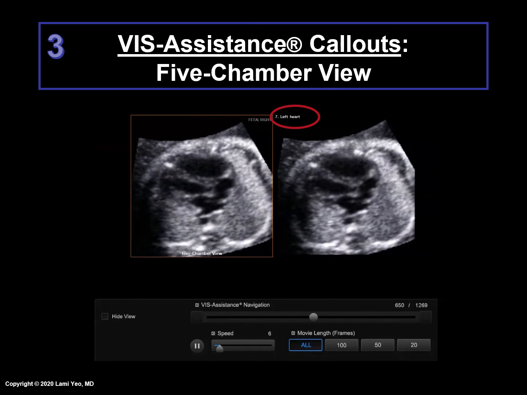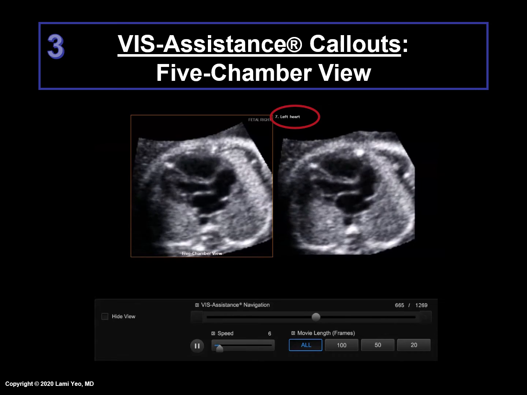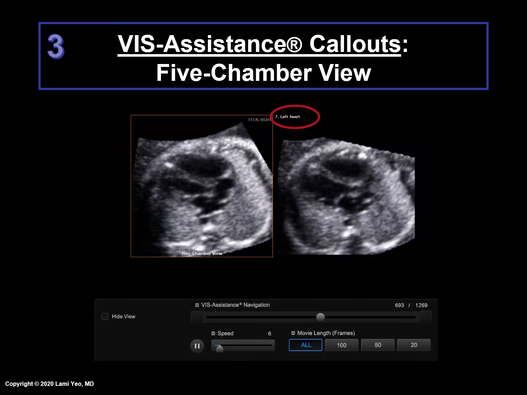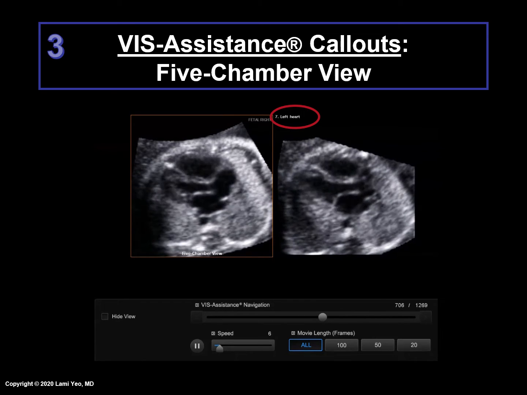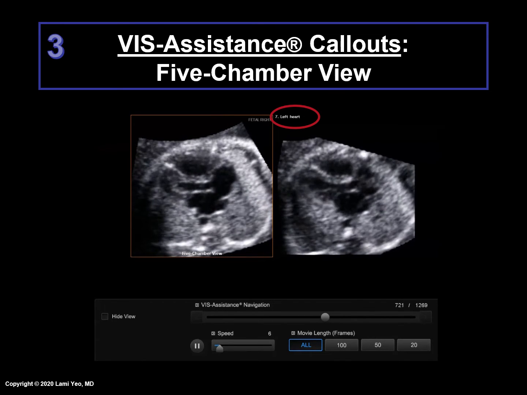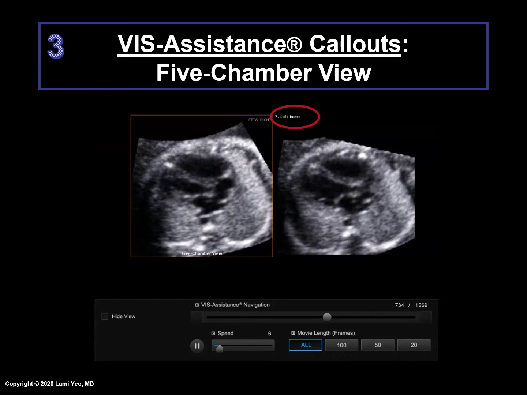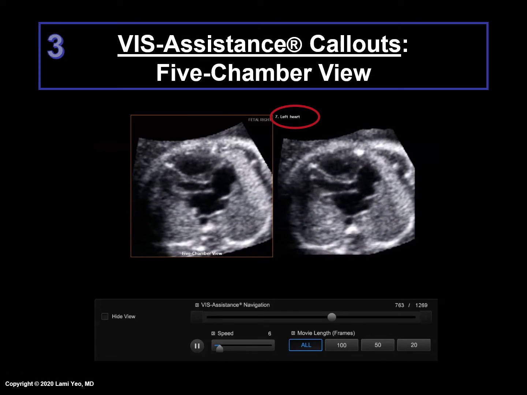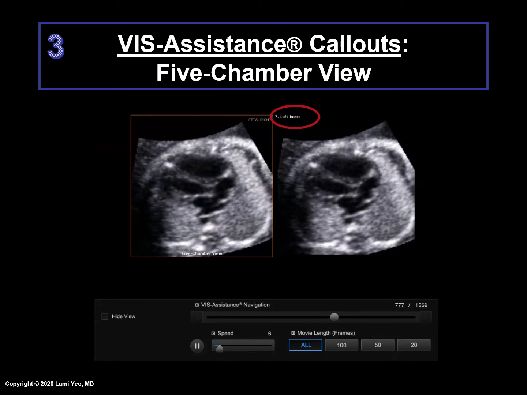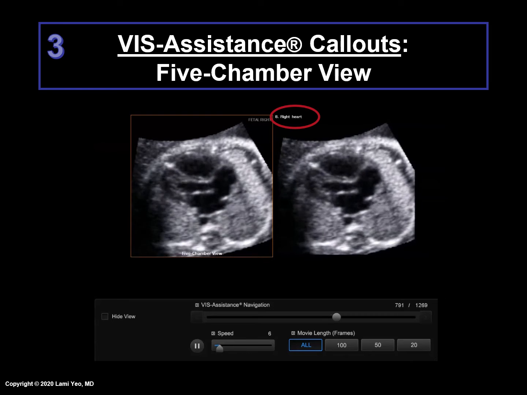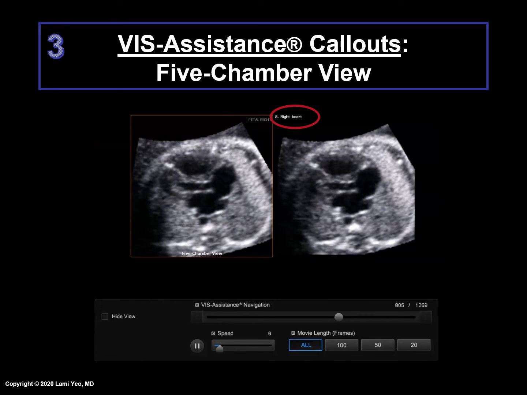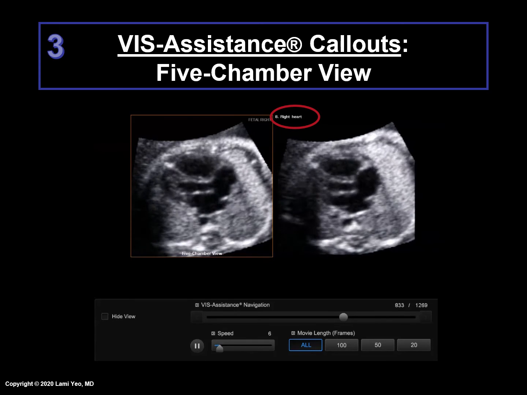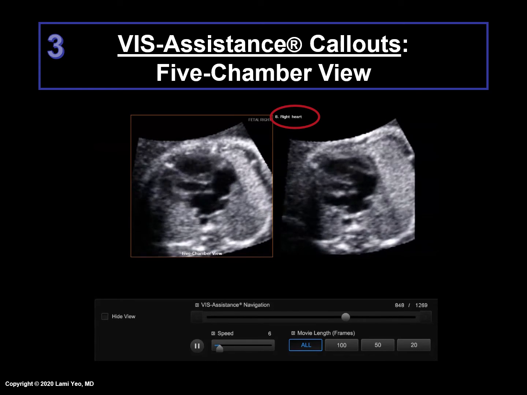Therefore, the seventh callout is Left Heart and will emphasize both the left atrium and ventricle, or the left side of the heart, as well as the mitral valve, which you can see moving nicely here. The eighth callout states Right Heart, and this time will emphasize the right side of the heart, as well as the tricuspid valve, which you can see moving well here.